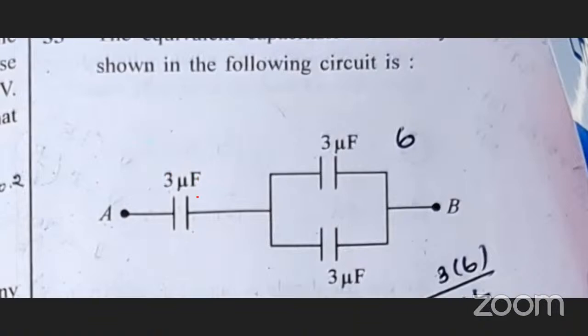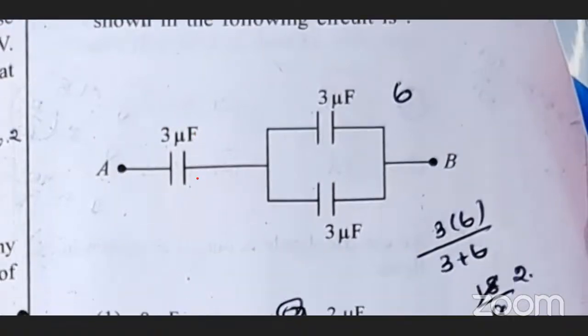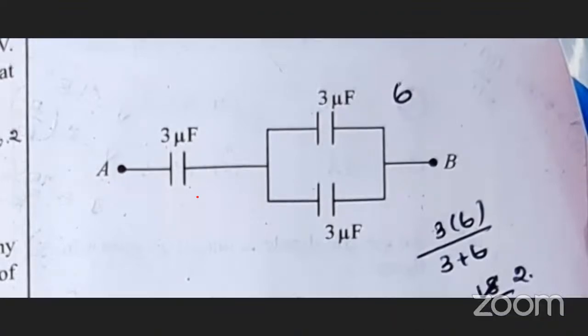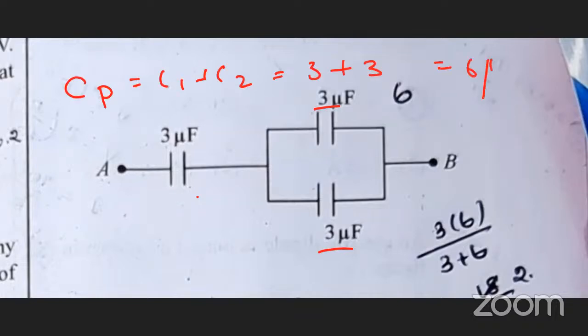Then the next question is the 33rd question. So we need to solve for the equivalent capacitance value. These two capacitances are in parallel. So Cp is equal to C1 plus C2, which is equal to 3 plus 3, which is equal to 6 microfarad. Then this 3 microfarad is in series with the 6 microfarad.